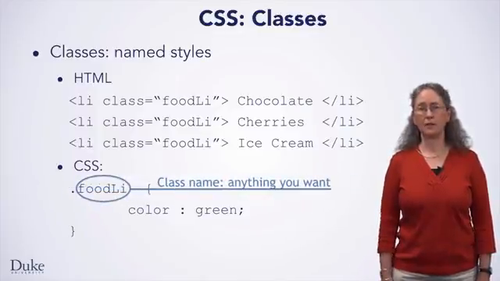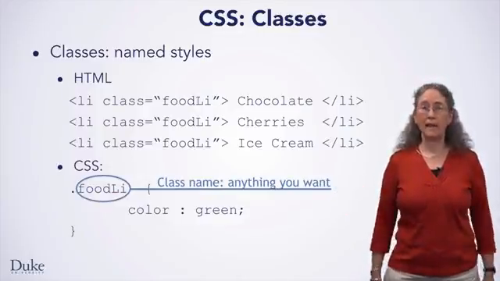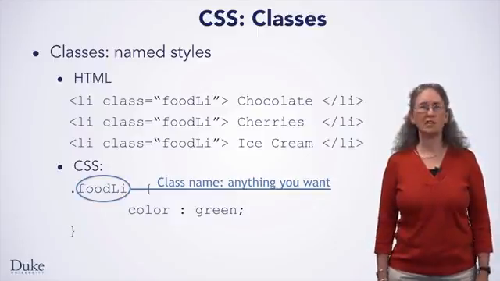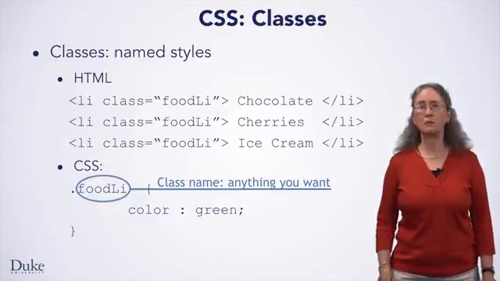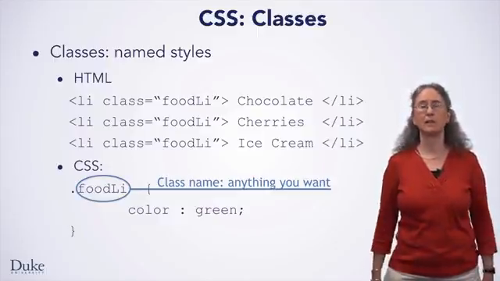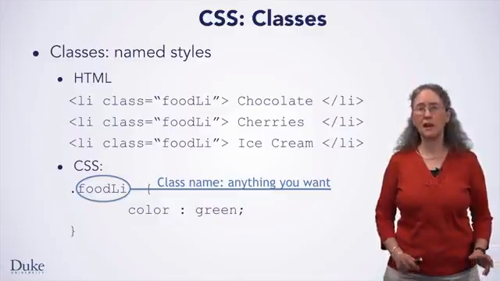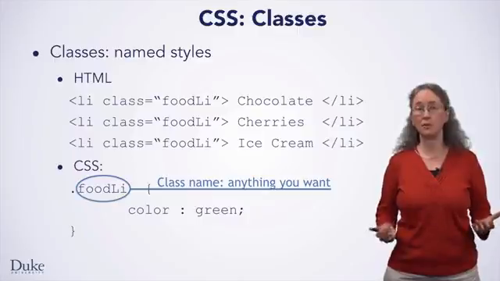Immediately after the dot, you should write the name you want to give the class. This name can be pretty much anything you want. It has to follow some rules, like you can't put braces or spaces in the name, but you can pick any word you want for a name. However, you should make the name descriptive. In this example, we picked Food LI, since we're using the class to style list items that describe food.